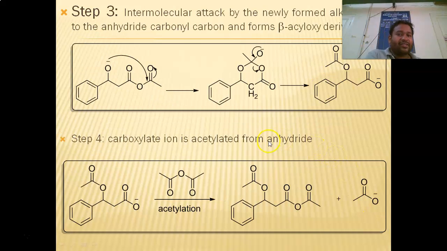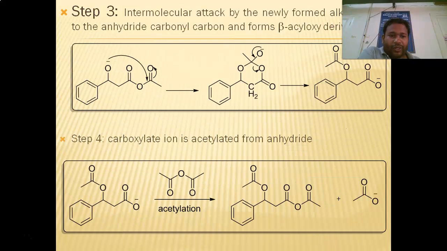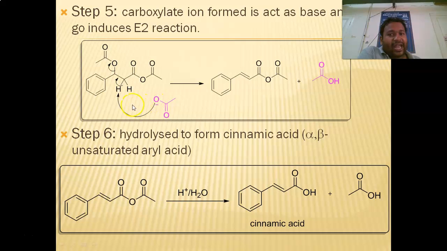This acetate ion again grabs the proton from the methylene proton, and gives rise to the corresponding double bond. Then the sixth step, hydrolysis, gives rise to the corresponding cinnamic acid. This is one of the very tricky mechanisms followed in the Perkin reaction.